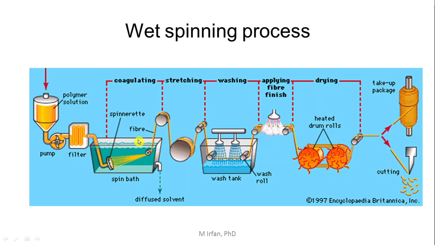The fibers or filaments that are formed in this process are then stretched here in this stretching zone, and then they are washed to remove any remaining impurities of the process. If we need to apply any spin finish, that is applied here, and then the fibers or filaments are dried, and finally they can be taken up on a package in the form of filament, or they can be cut into small fibers like staple fibers.